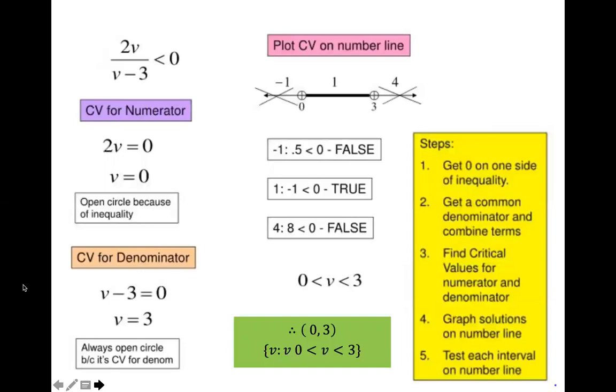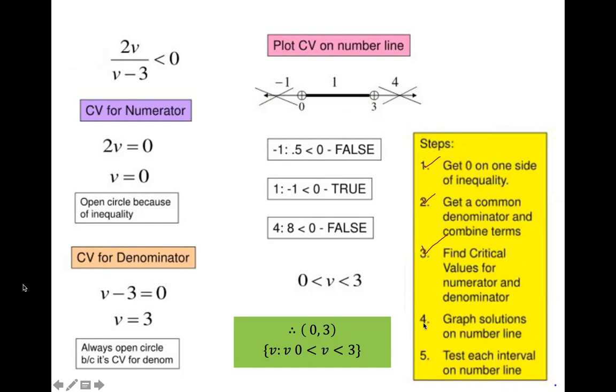So we have steps in solving a rational inequality. Number one, we make one side of the inequality equal to 0. How do we make one side of the inequality equal to 0? We have to get the common denominator or the LCD and then combine similar terms. After we set the inequality to 0, we are now ready to find the critical values for the numerator and the denominator. I'll discuss in detail how to look for the critical values later.